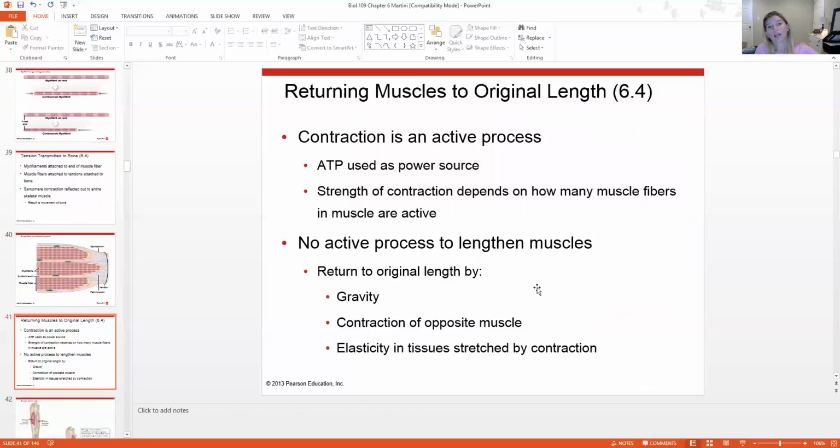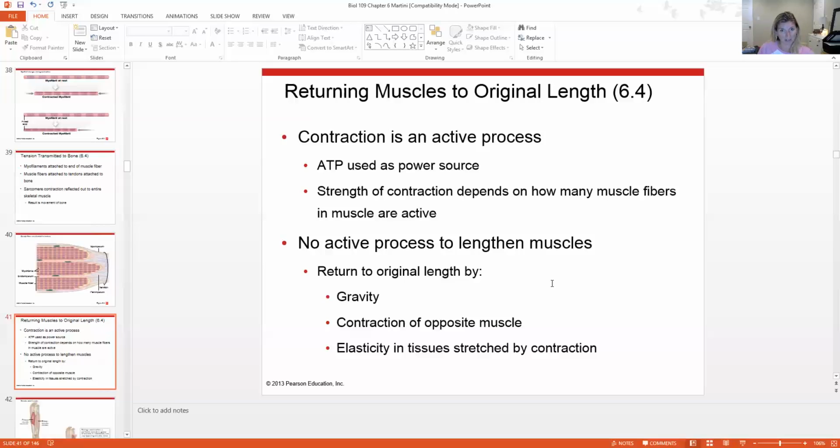So again, contraction is an active process. ATP is the power source of this. You use ATP energy for everything. The strength of the contraction depends on how many muscle fibers are activated. So in other words, when you flex your bicep, not every single muscle fiber in your biceps is actually contracting at one time. They kind of alternate. The more powerful the contraction, well, that just means more muscle fibers are being contracted at that time.